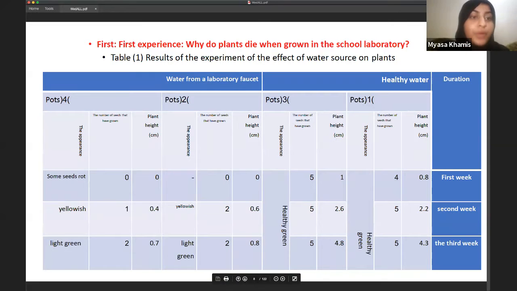First experiment, why do plants die in a school lab? We used healthy water and water from the school lab. Pot 1 and pot 3 were watered using healthy water. Pot 2 and 4 were watered using lab water. The appearance of pot 1 and 3 was healthy green, but 2 and 4 was yellowish and light green. The number of seeds that have grown in pot 1 and 3 was more than pot 2 and 4. And the height of the plants was more in pot 1 and 3 than pot 2 and 4.